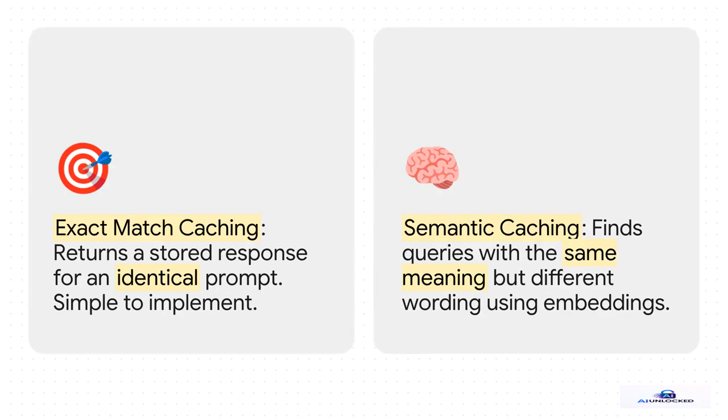So you've basically got 2 flavors here. Exact match caching is the simple one. If the prompt is identical, you just send back the saved answer. But semantic caching is the really clever one. It uses embeddings to figure out if a new question means the same thing as an old one, even if it's worded differently, and sends the cached answer for that too.